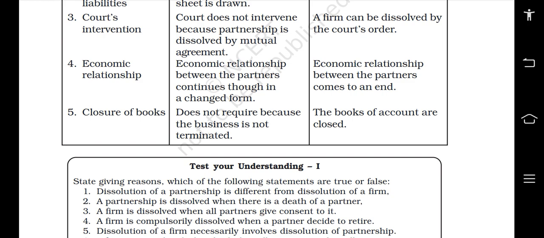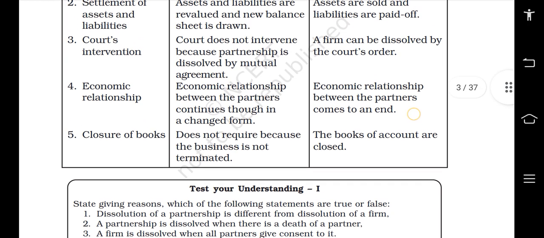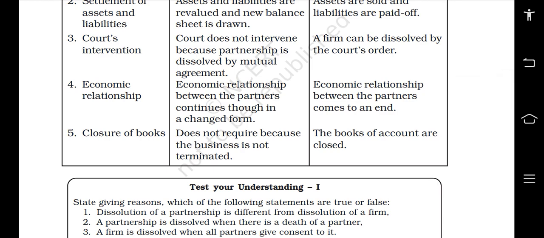The economic relationship between the partners continues, though in a changed form. In dissolution of firm, the economic relationship between the partners comes to an end, and after winding up the firm there is no economic relationship, because the assets are sold and liabilities settled. Then what economic relationship continues between the partners? There is nothing. Everything comes to an end there. But when the partnership is dissolved, the partnership deed is dissolved, another partnership comes into effect and carries on. There are economic dealings between the partners also.